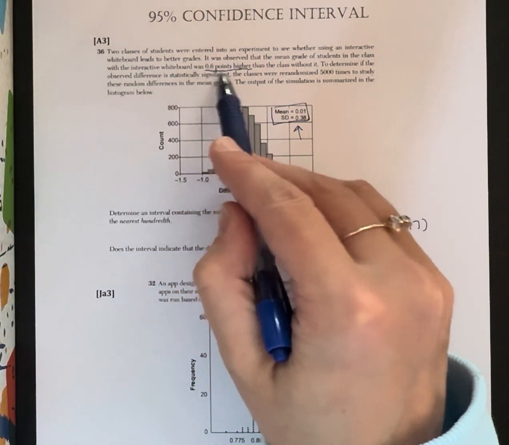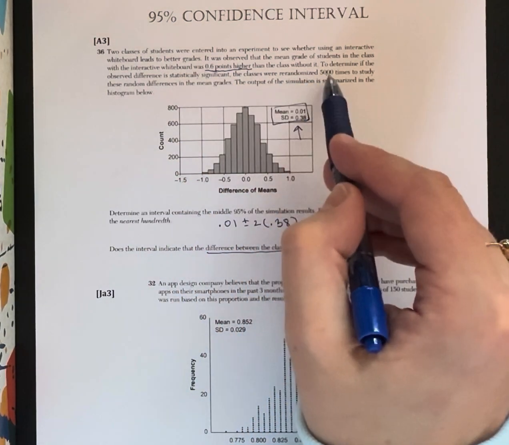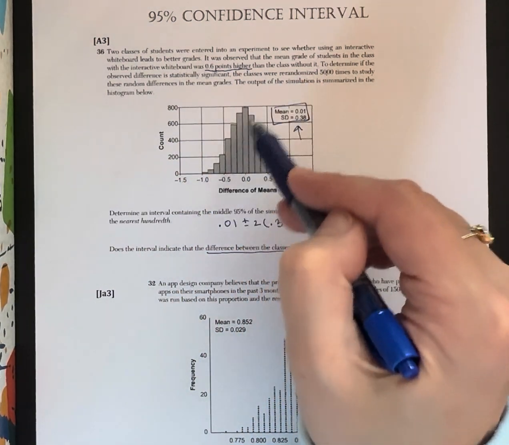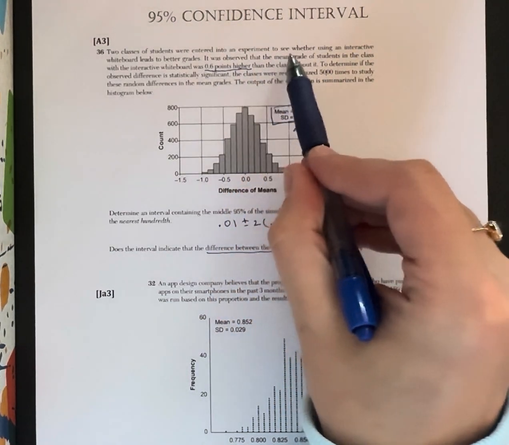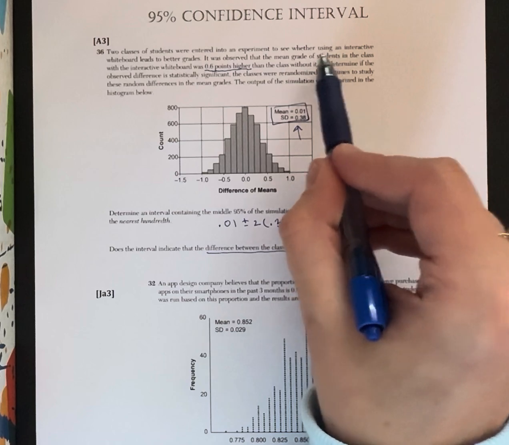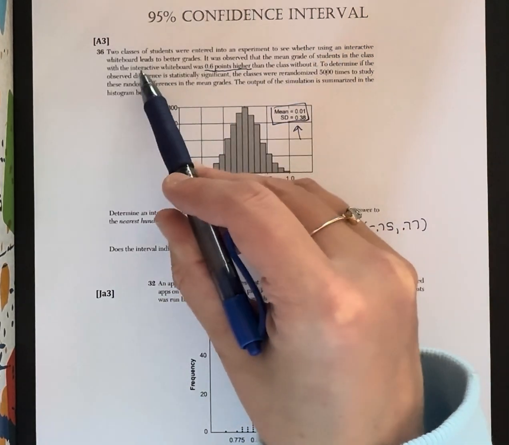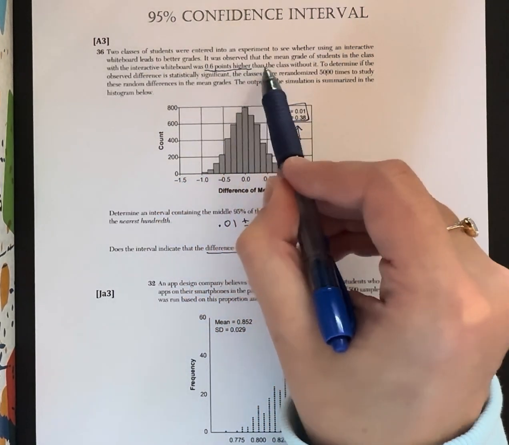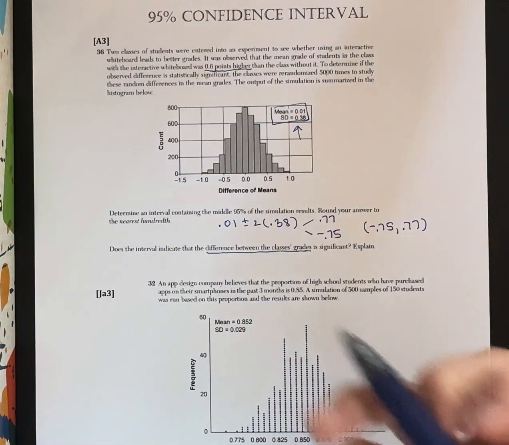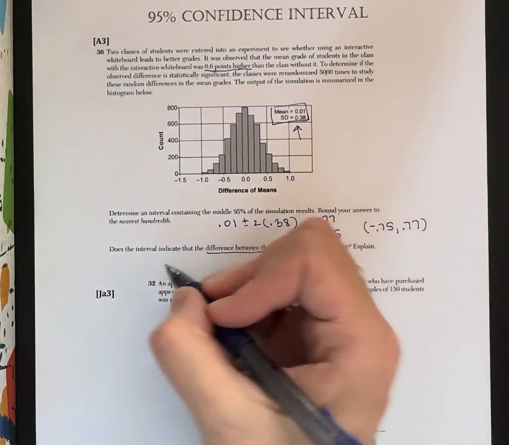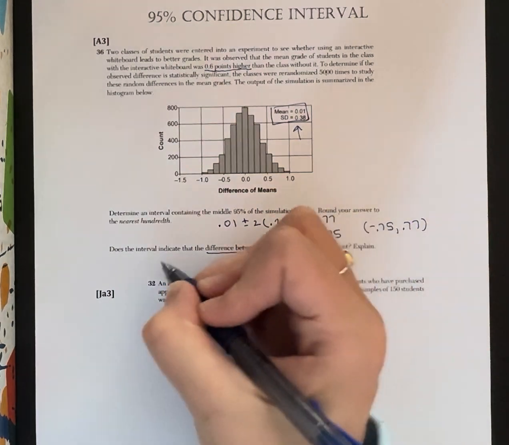Right, there's only two numbers up here anyway, and this one says this is how many times they're doing the simulation. So the only other number we have, but it actually says that. It was observed that the mean grade of the students in the class with the interactive whiteboard was 6 points higher than the class without it. That is the difference. One of them is 6 points higher. So 0.6. So is it significant?